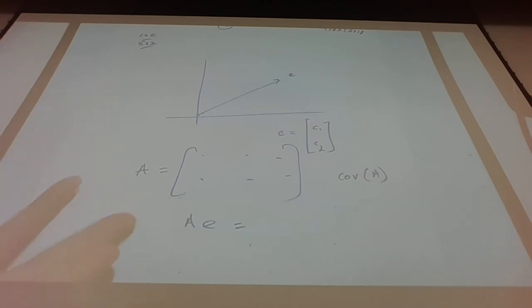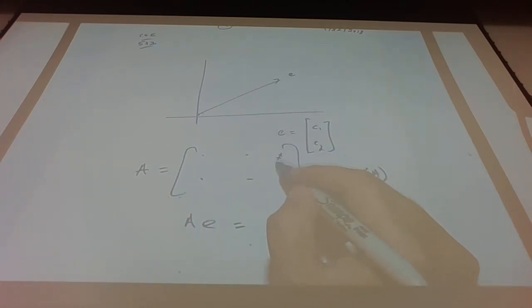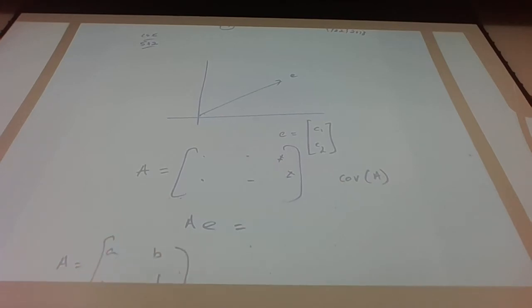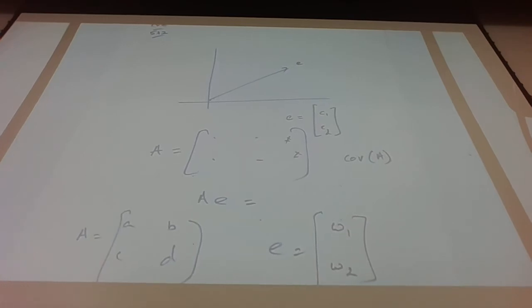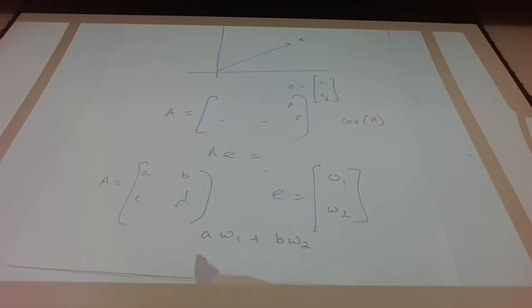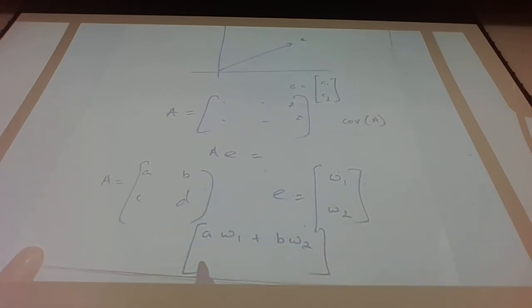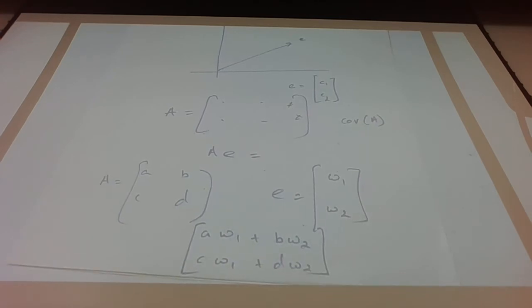So what does that mean? A multiplied by E, what do you do? Let's say A is a 2 by 2, so delete this. If A is [a, b; c, d], and the eigenvector you have gotten is W1, W2, then if you multiply, you get aW1 plus bW2 as the first one. You get a vector like this: aW1 plus bW2 and cW1 plus dW2. So what is it saying?